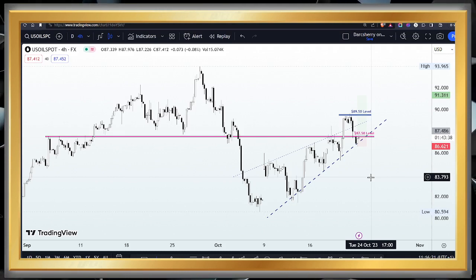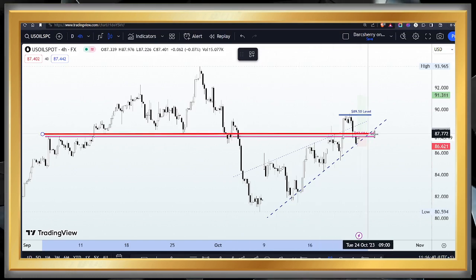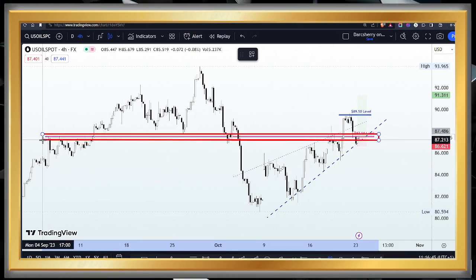frame. Now, in addition to this pattern, and to make things a little bit easy for us to be able to position ourselves ahead of the next move, we are going to be identifying a key level. And I was fortunate enough to identify something around the $87.50 level, which is going to be playing a major role in determining the direction of price action for this week.